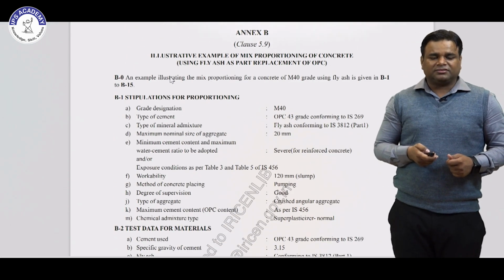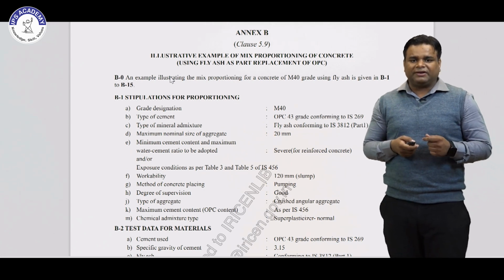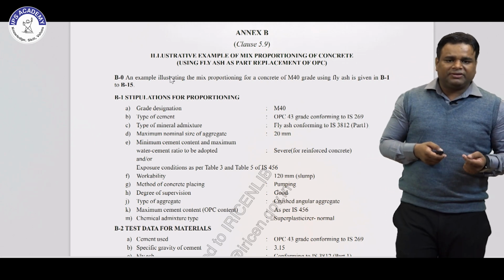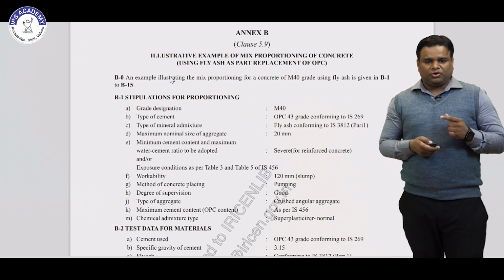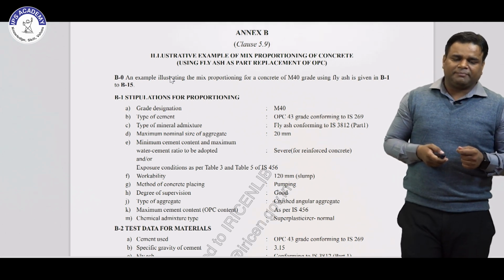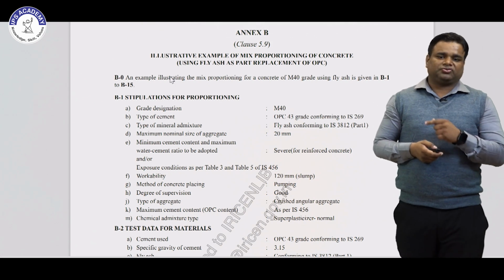So next, in Annexure B, we will see the M40 grade using the fly ash. Previously we have not seen fly ash. Here in this question we are using the fly ash. Previously only the water cement ratio was used. In this question we have to use the water cementitious ratio.